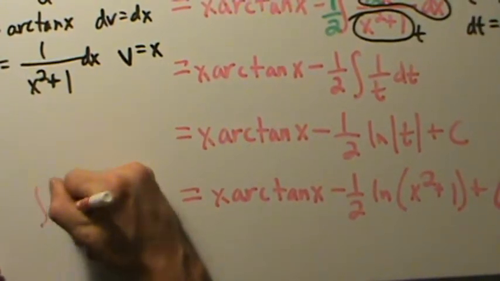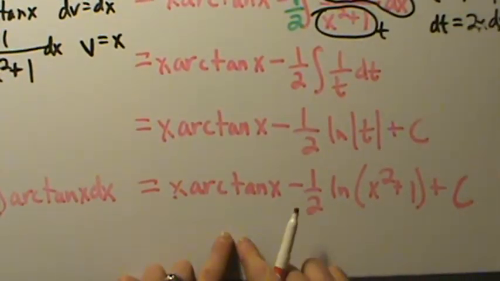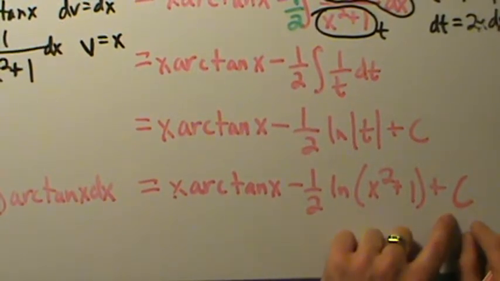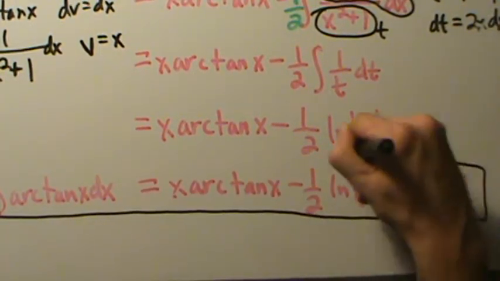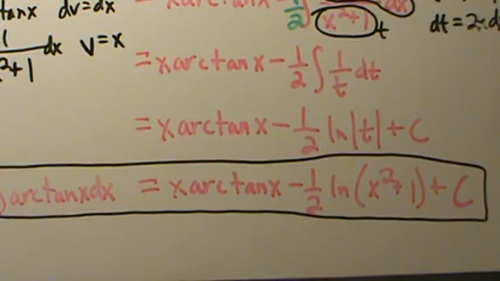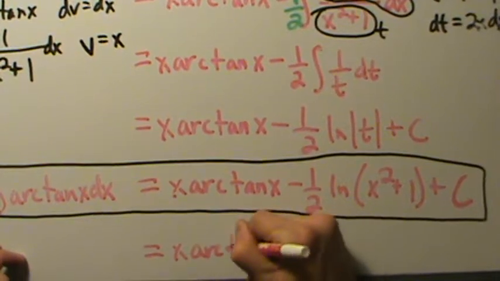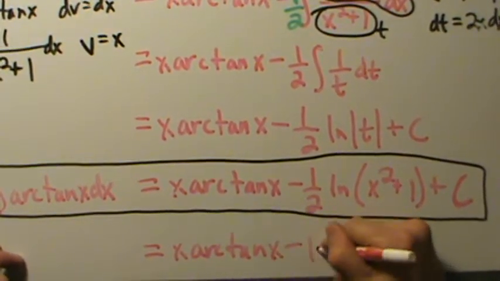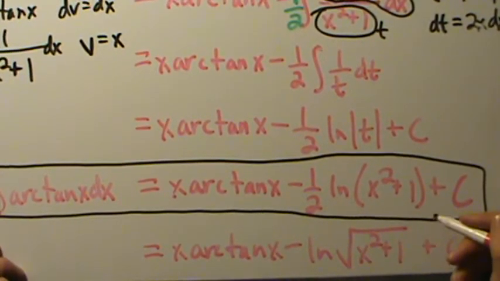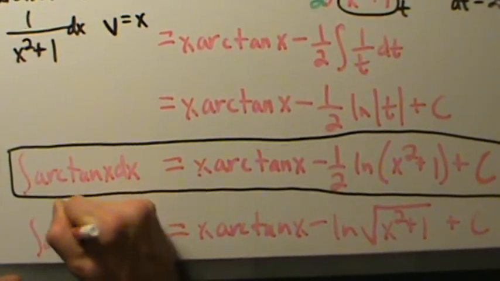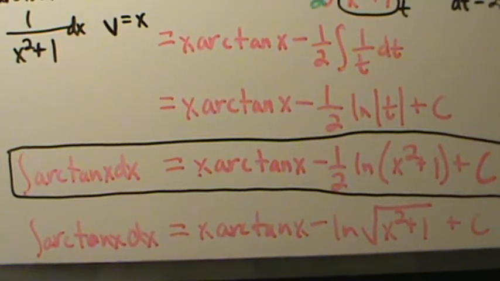So the integral of arctan of x dx equals x arctan x minus 1/2 natural log of x squared plus 1 plus an arbitrary constant. So that's one form of the answer. Now if you're looking at a table of integral formulas or something like that, then you might see this in a slightly different form, which is x arctan of x minus natural log of the square root of x squared plus 1 and then plus c. Okay, so where's that coming from? Let's write this here. The integral of arctan of x dx could also be given by this, which is exactly the same thing, really.